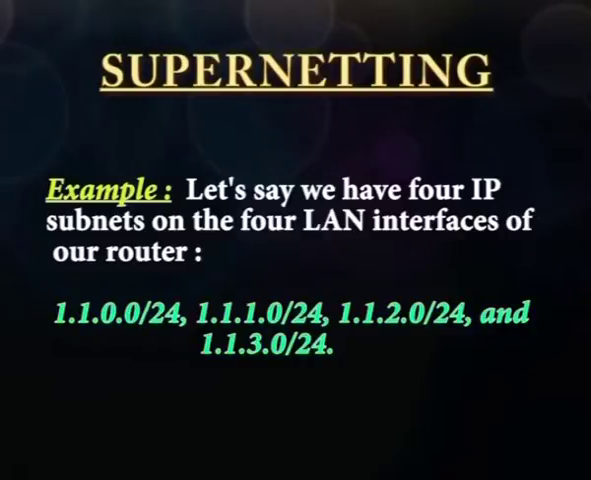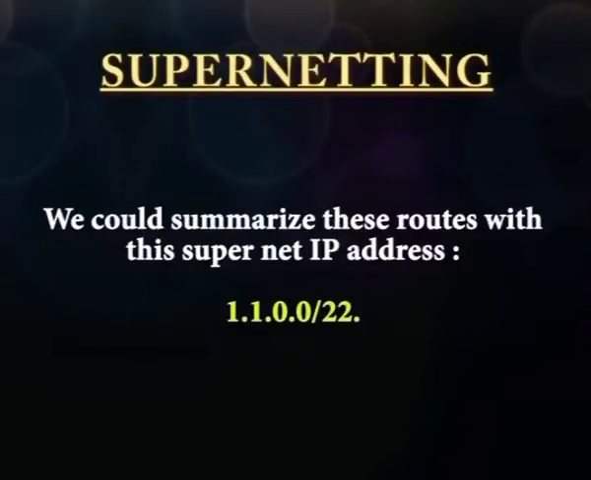1.1.0.0/24, 1.1.1.0/24, 1.1.2.0/24, and 1.1.3.0/24. We want to summarize these networks into a single route that we can advertise across the WAN, which reduces the number of routes in the remote routers. We could summarize these routes with this supernet IP address, 1.1.0.0/22. This single IP address references all 4 of the IP subnets.